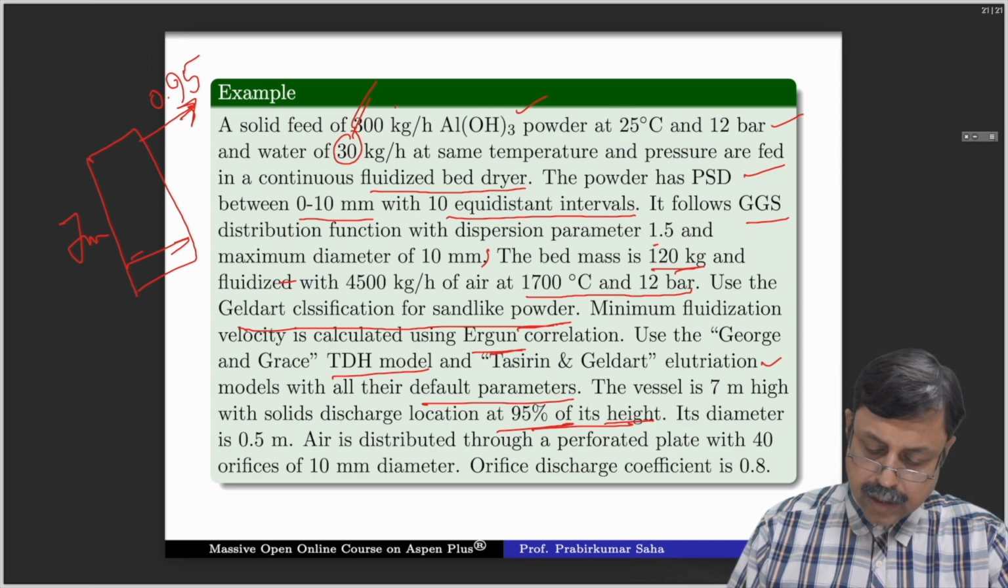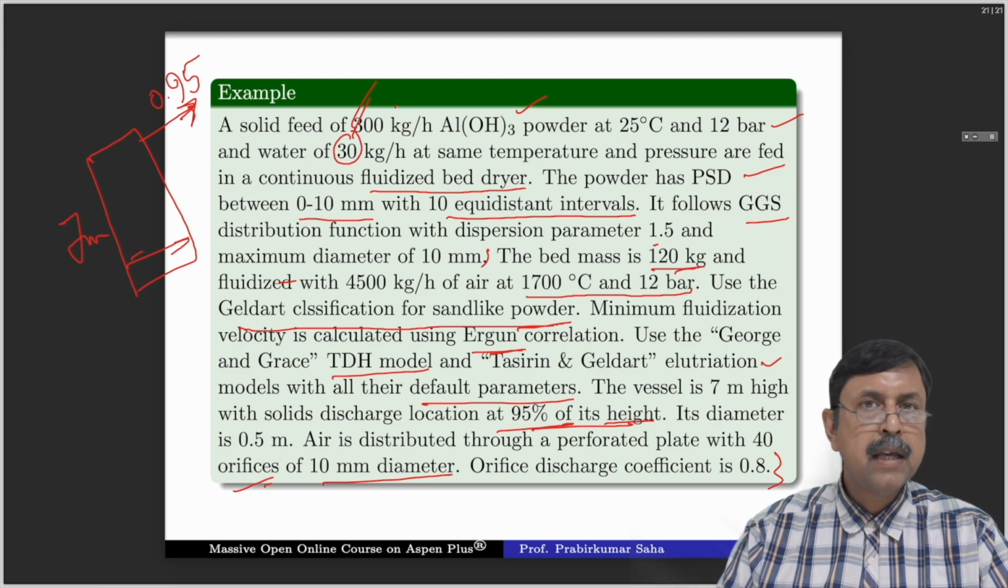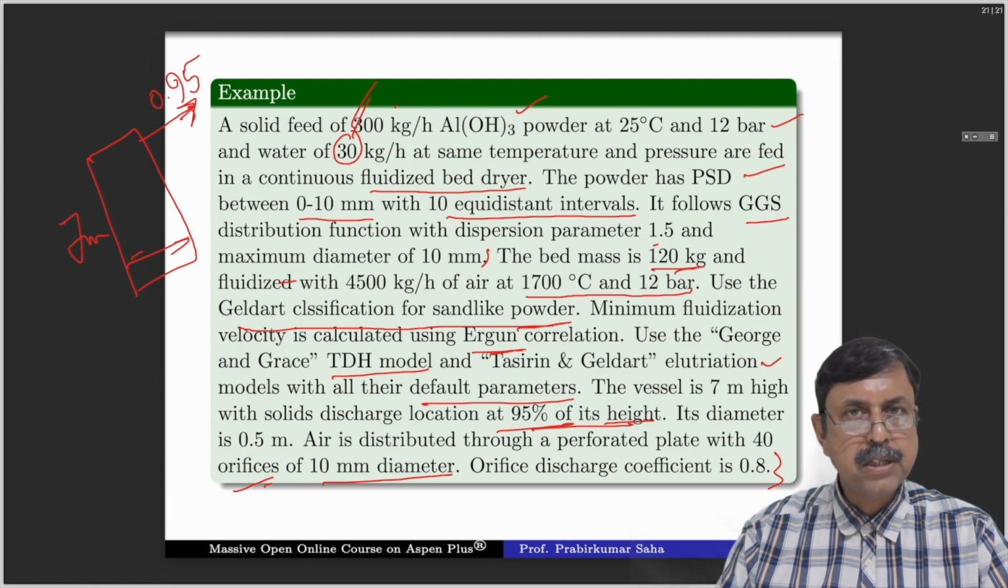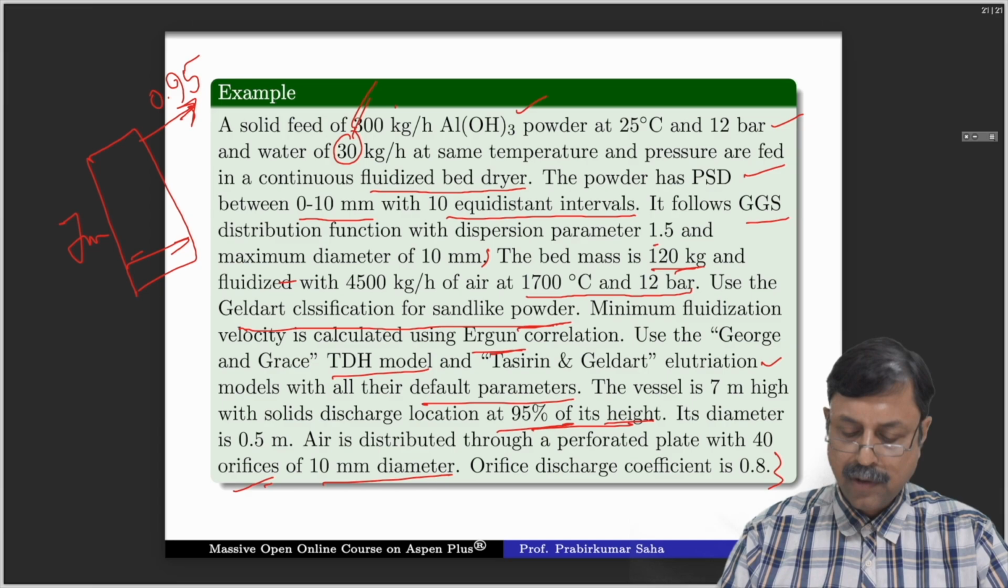Air is distributed through a perforated plate with 40 orifices and 10 millimeter diameter. Orifice discharge coefficient is 0.8. So they are not giving the pressure drop information; rather they are giving the orifice discharge coefficient so that the pressure drop can be calculated from there.